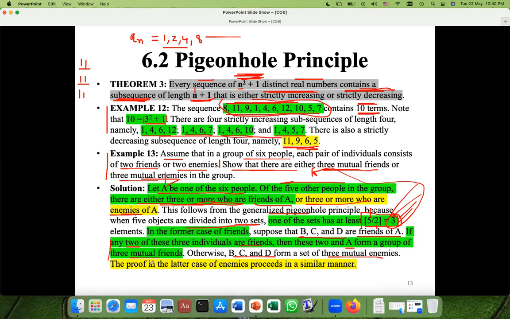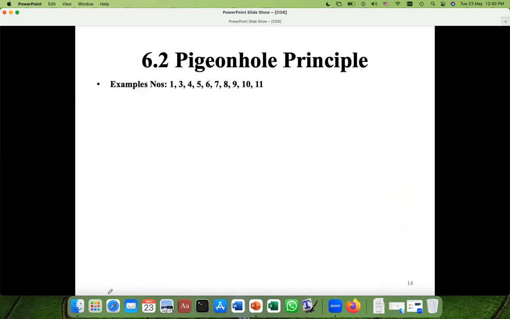Similarly, you can go on with the discussion like that for the enemies. Here we have these 2 sentences for the friends. You can just write the same sentences again for the enemies. And these are some examples mentioned here from the book that you have to read and understand.